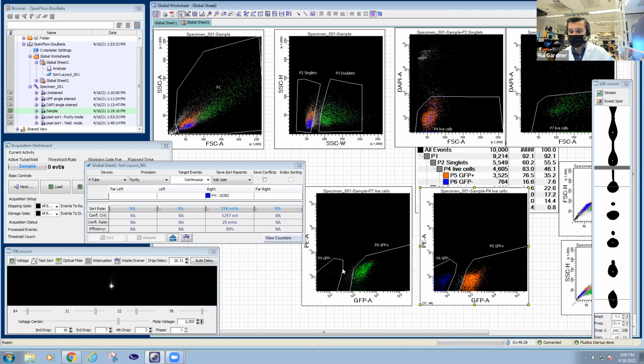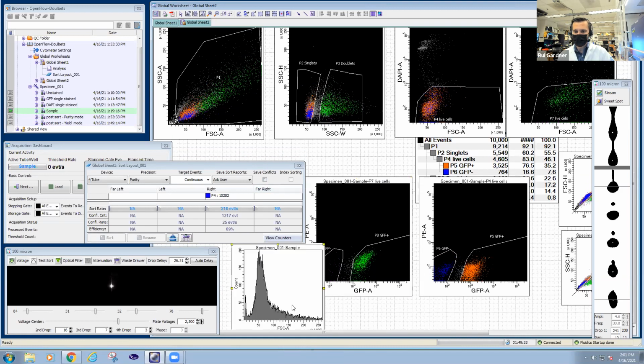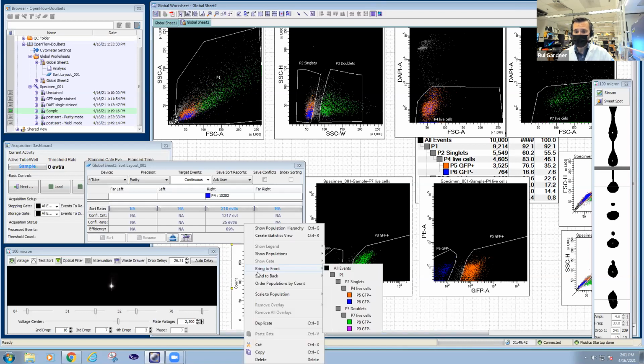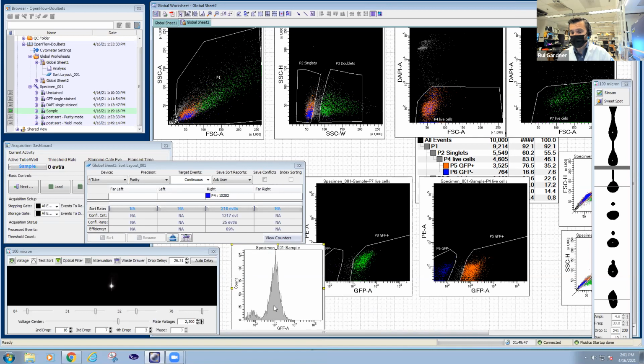We could do it in a histogram, but actually, why don't I just draw a histogram here for you guys to see what would be the difference? If I would put GFP here, and here I would just look at the live cells, this would be my GFP, negative versus positive. Now, as you see here, depending on the overlap that you have, it may be difficult to gate out just the positives.